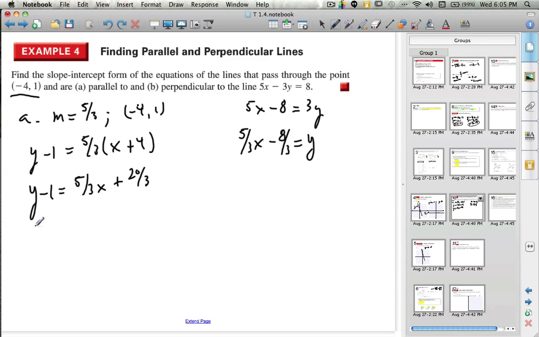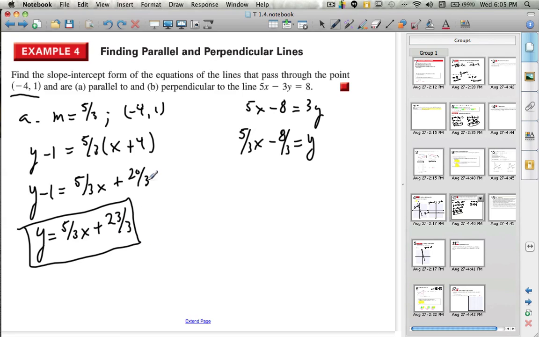And when I add 1 to either side, y would be equal to 5/3 x plus 20/3 plus 1, which is 3/3. 20/3 plus 3/3 is 23/3. And that's my line.